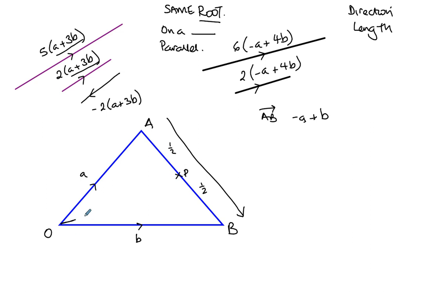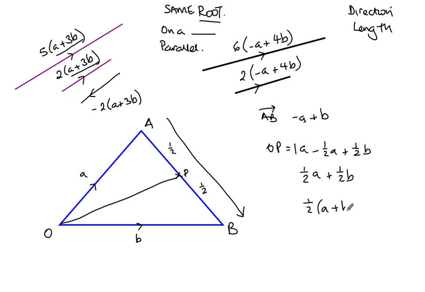If they asked you to find OP, because we've gone that way, we're going to go that way and then half of that. So OP equals A, and then half of that and half of that. So then we've got minus a half A plus half B. It helps for the purposes of collecting like terms to put just a 1 there. So 1 minus a half is a half A, and then B's we've just got a half, and then we factorize it and we get half A plus B. As easy as that. So that's your basics.